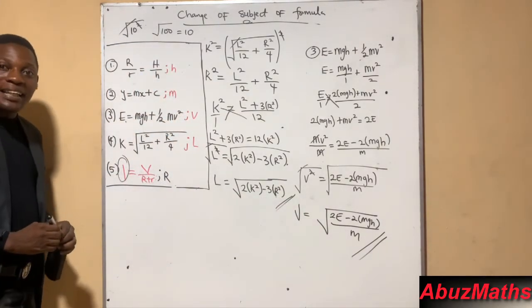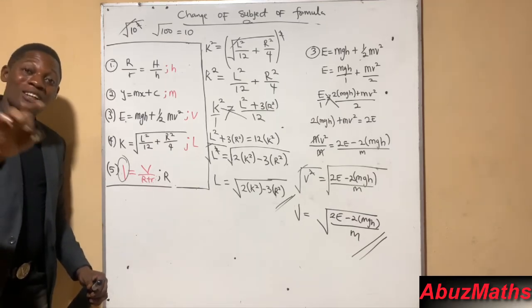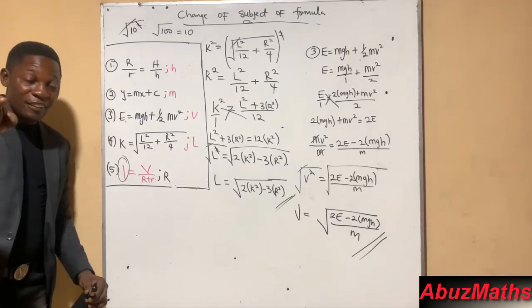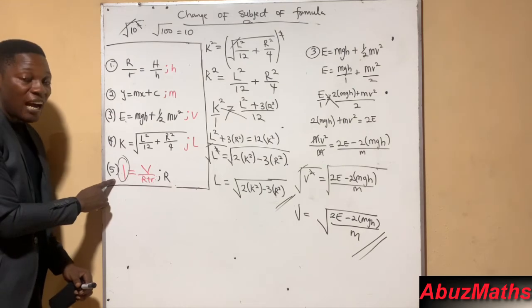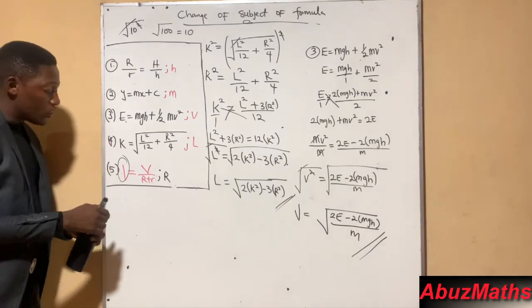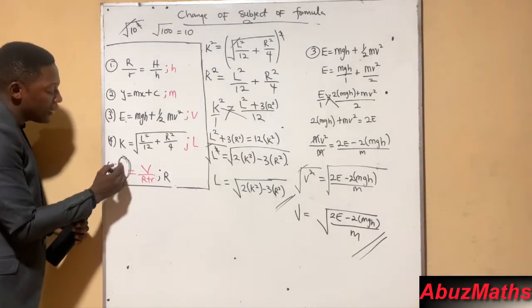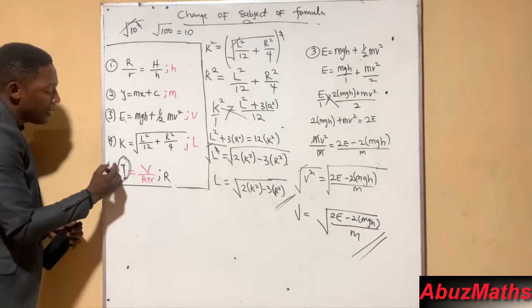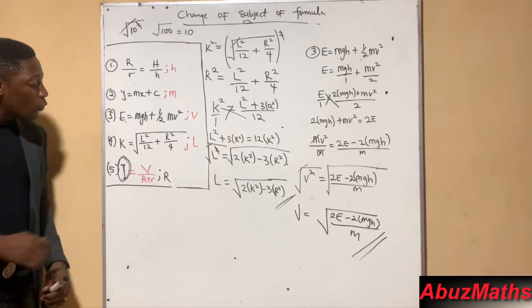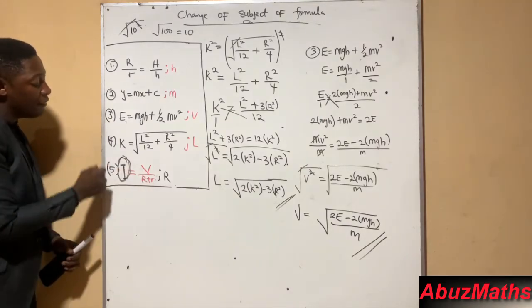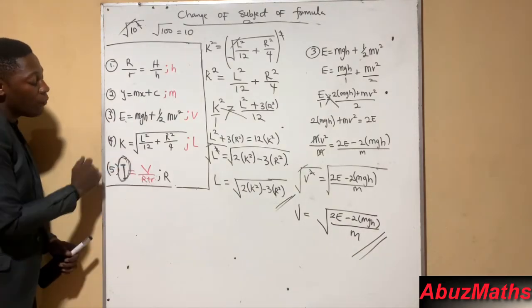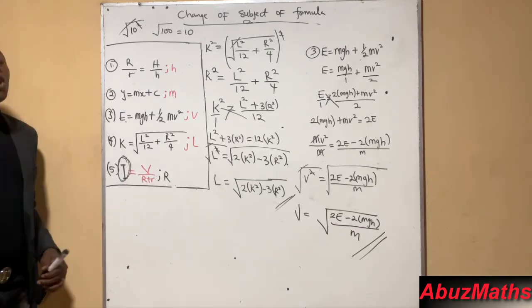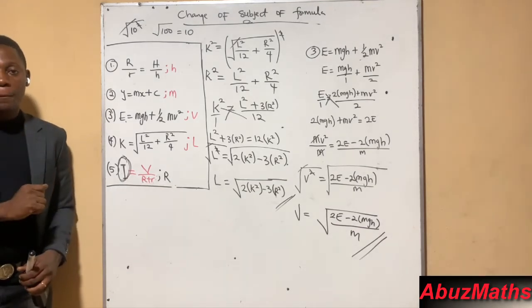Alright, at this point, as usual, you should pause the video. I want you to pause the video and try out number 5 question. Please note, this is capital letter I. So capital letter I is equal to capital letter V over capital letter R plus r. Make capital letter R the subject of the formula.